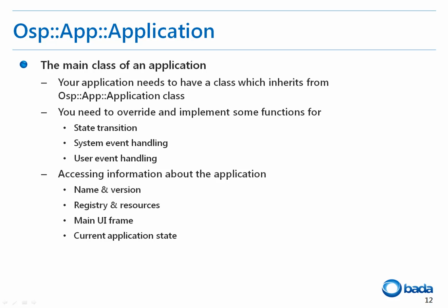Since the code for the method is generated automatically by the IDE, it's recommended that the code is not manipulated manually. In this inherited class, you need to implement the methods for the state transition and the event handlers for system events and user events. Also, the application class provides methods to access the name and version, to get the app registry and resources, to get the main UI frame, and the current state of the application. I'll explain these functions in the coming slides.